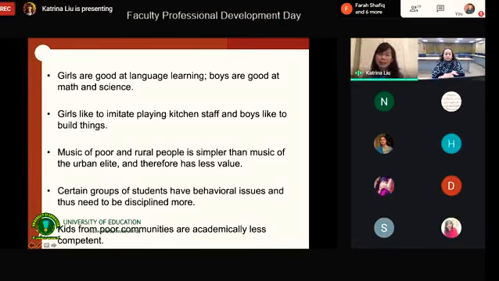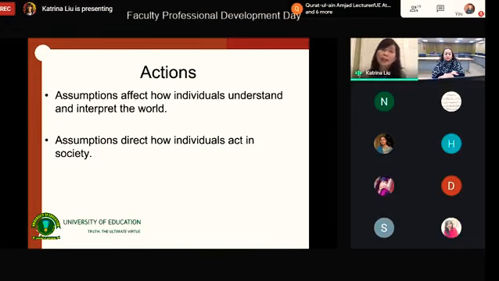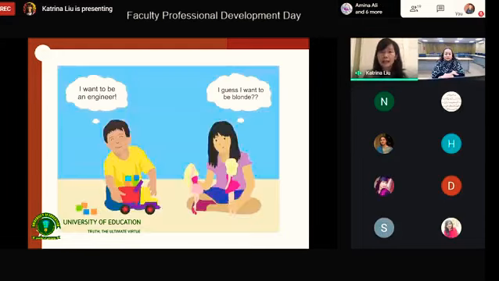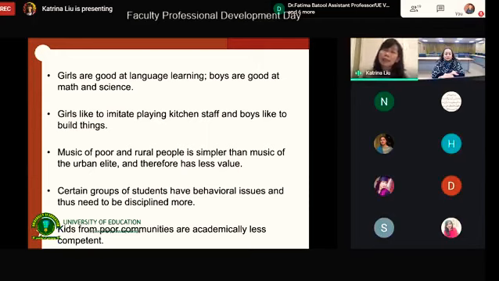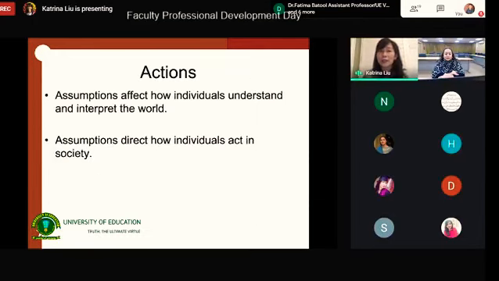And so these assumptions will drive our beliefs and attitudes when we interact with people and interact with the world. And at the same time, those beliefs and attitudes will drive our actions. And so actions are affected by assumptions. And assumptions direct how individuals act in society. So let's go back to the one assumption. Girls like to imitate playing kitchen stuff, and boys like to build things.